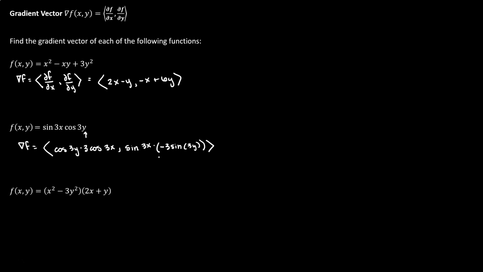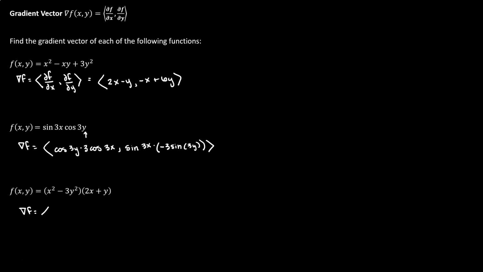And this doesn't really clean up that much. The only thing that we could really do is move this negative to the front of the second component, but other than that, this is a perfectly fine answer. This last one, though, you have a couple of options on how to calculate each of your partial derivatives. If you'd like, you could use the product rule, or if you prefer, you can multiply it out. Choose your own adventure. Do it however you feel most comfortable with.